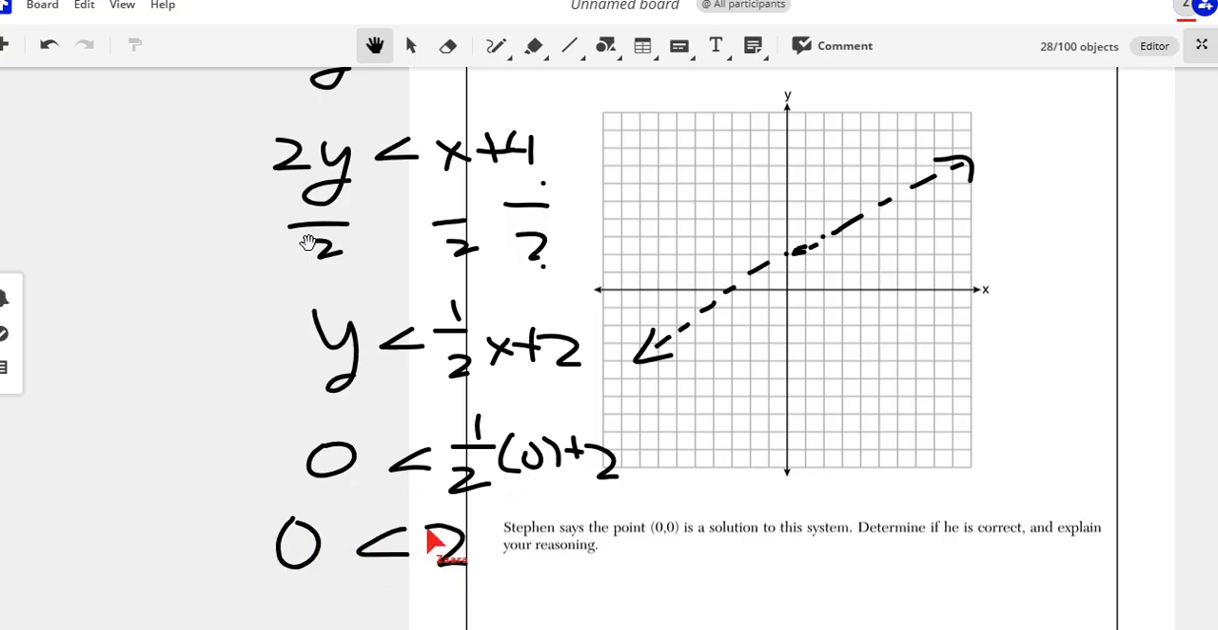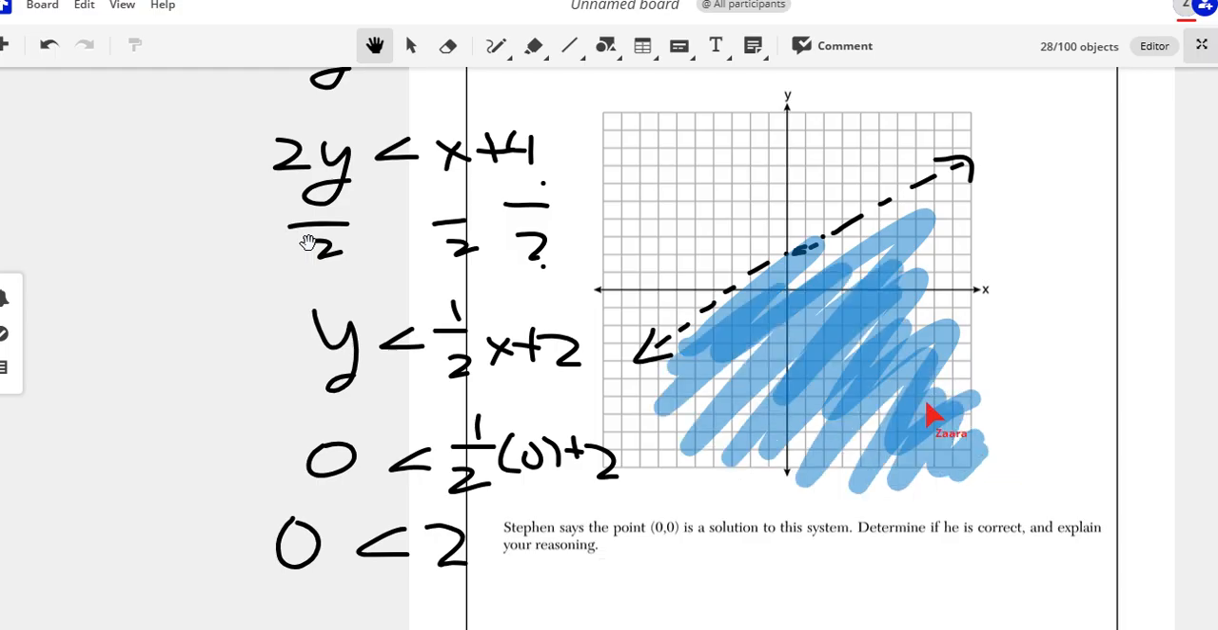So 0, 0 is greater than or equal? 0 is less than 2, so it is true, right? Yeah. So we graph it towards the origin. So you have to shade towards the test point. So like this, but you have to shade neatly.